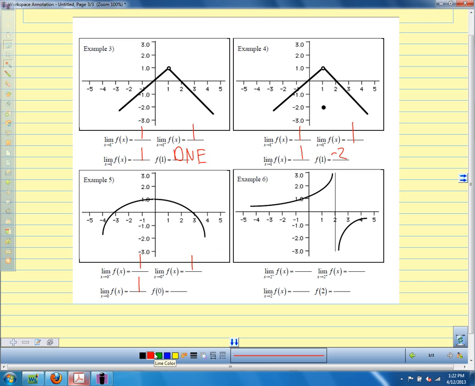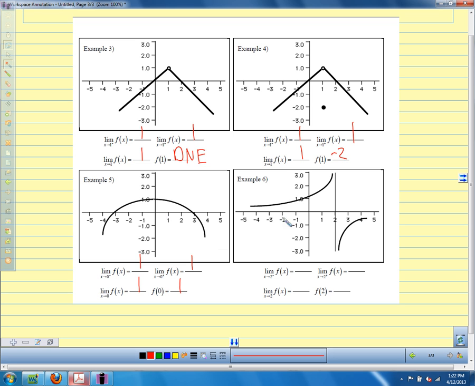What's the function value at 0, Kira? Do we have an open dot there? Our graph just goes right through. It's just 1. So our limits from both sides are 1, so the limit's 1 and the function value is 1. So for this particular function, the limit and the function value are the same. And we tend to like to work with functions where the limit and the function value are the same. They behave nicely.